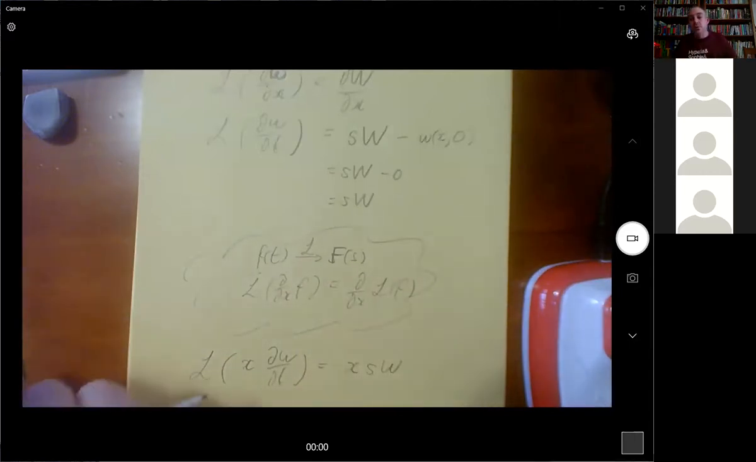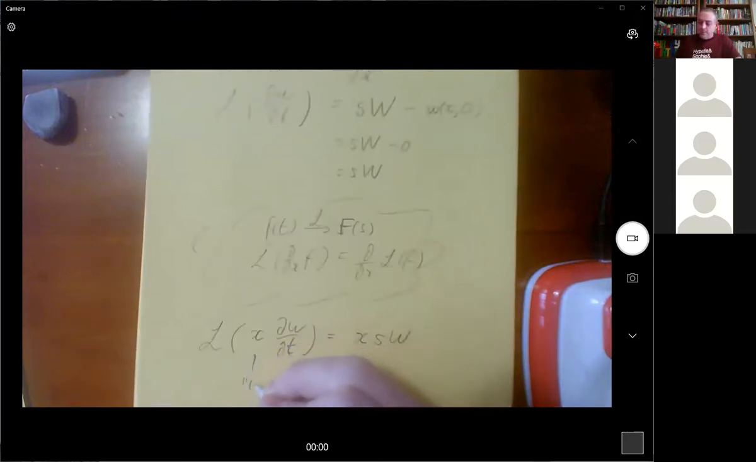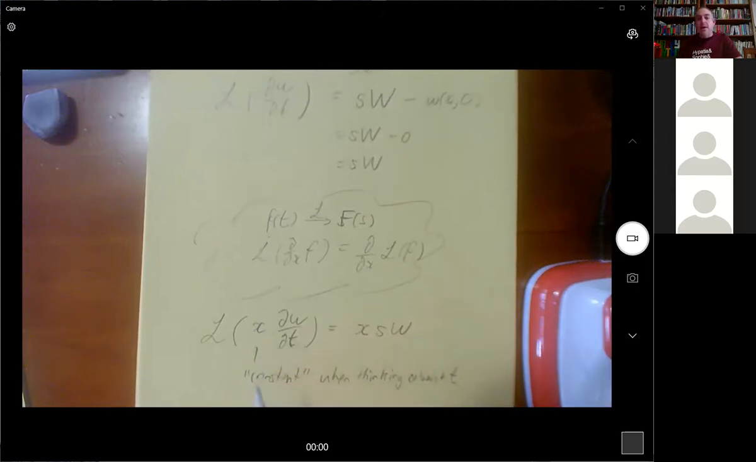It's not constant when I'm thinking about dw on dx, but it is constant when I'm thinking about the Laplace transform, because the Laplace transform only affects the t's. So this is constant when thinking about t, and when I'm doing the Laplace transform, I am thinking about t.